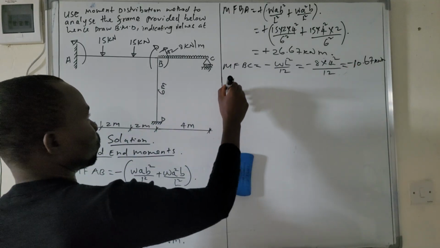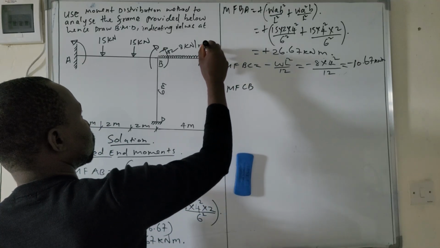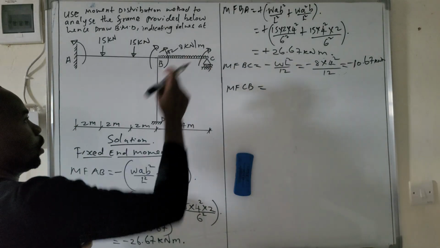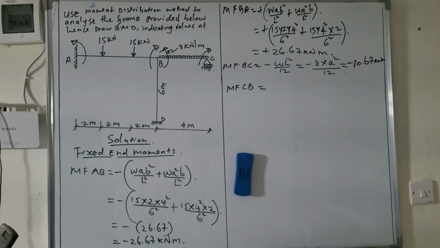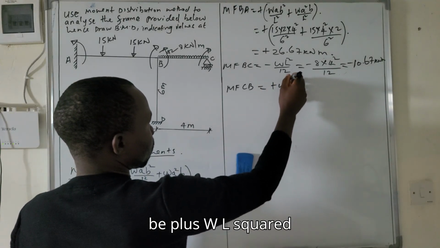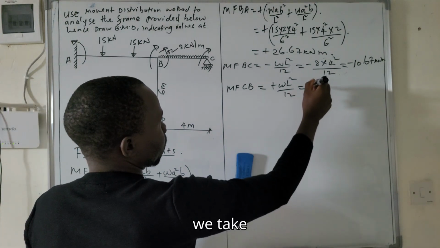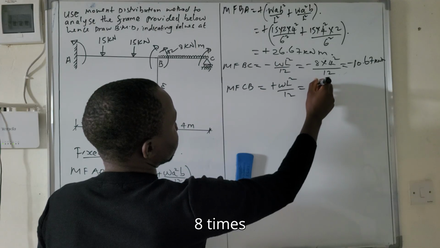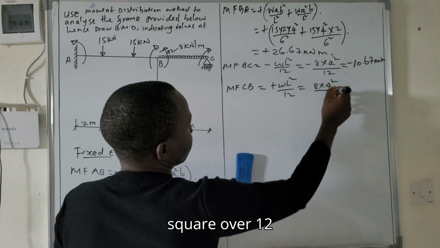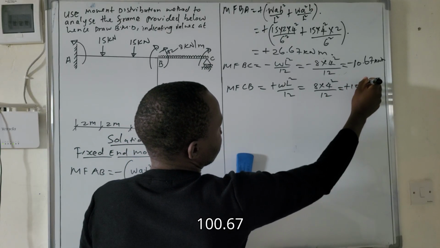We proceed to MFCB. Because the fixed end moment is moving in a clockwise direction, our formula will be plus W L squared over 12. Again, we take 8 times L, which is 4, squared over 12. So the answer will be plus 10.67 kilonewton meter.